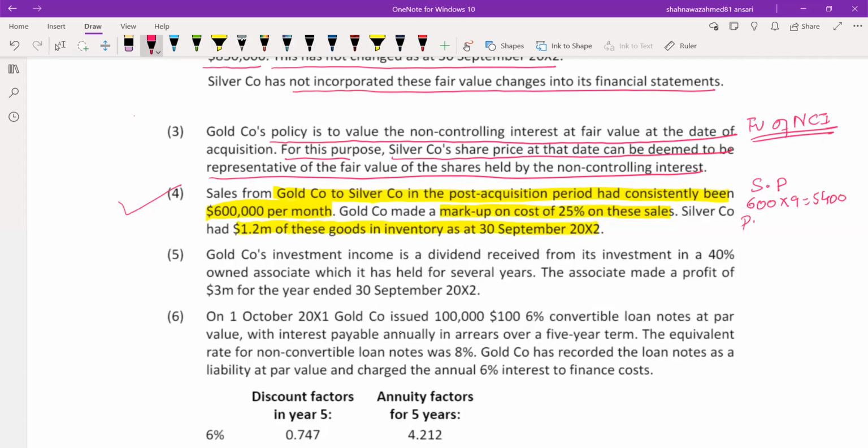Unrealized profit, PURP, markup is 25. 1.2 million of sales is in stock. So it's 1.2. Markup is 125, so sales value is 125. Multiply by 25. And as a result, let's calculate, 1200 divided by 125 multiplied by 25, it's 240. So unrealized profit is 240. Next adjustment.